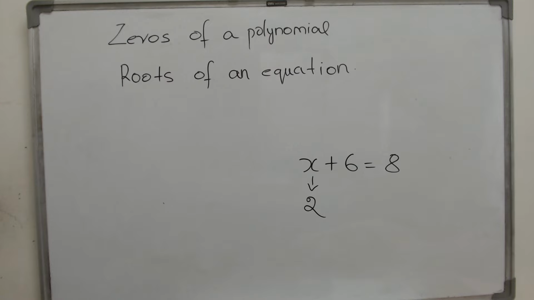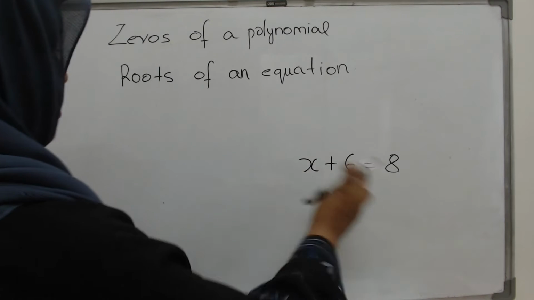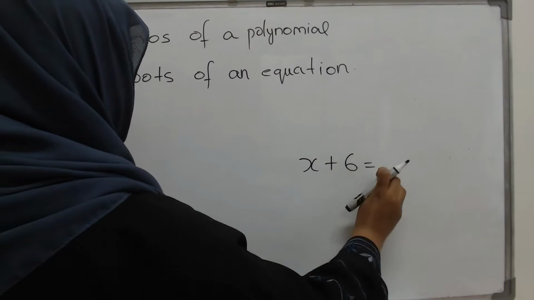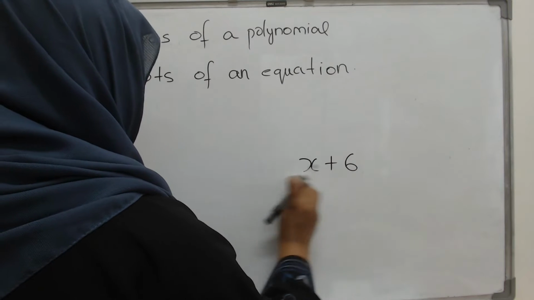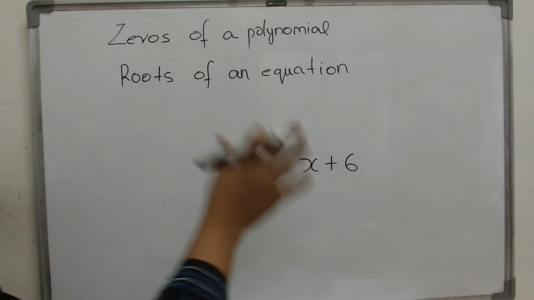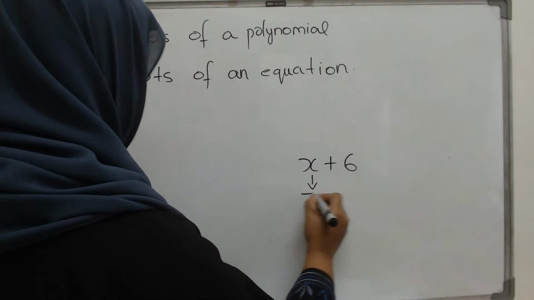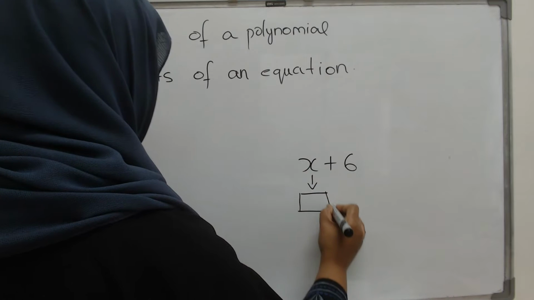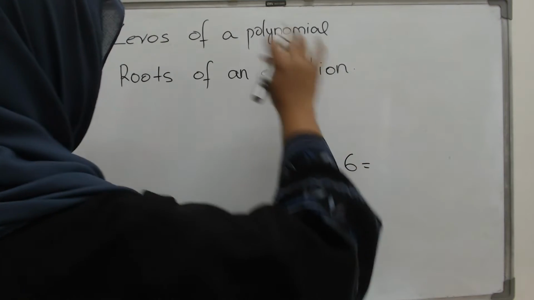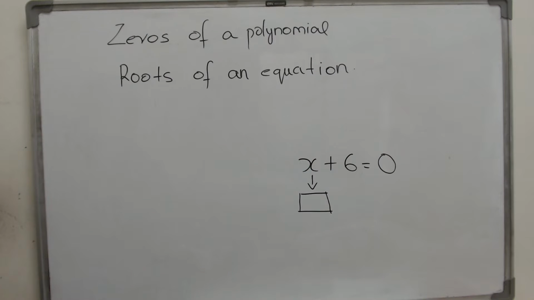Now this brings us to the zeros of a polynomial. Now what is a polynomial? It does not have an LHS or an RHS. It does not have an equal to sign. All it has is something which looks like this. This is your polynomial. Now we come to the zero of a polynomial. The zero of a polynomial is that value that we substitute for the variable so that the whole polynomial reduces to 0.